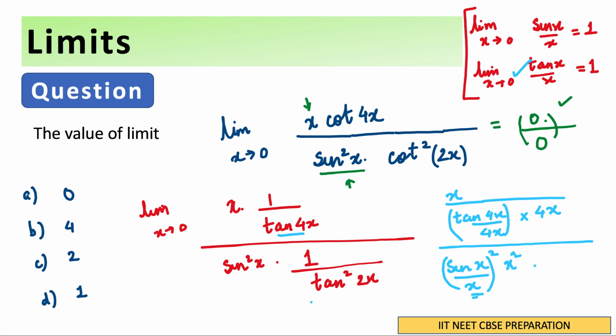Now come to this term, 1 upon tan square 2x. That is basically 1 upon tan 2x whole square. So we write tan 2x divided by 2x whole square, and we multiply by 2x whole square, which will be 4x square. So now we have this form converted, and let's quickly substitute the limits.